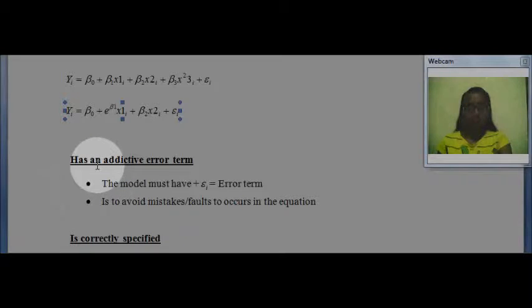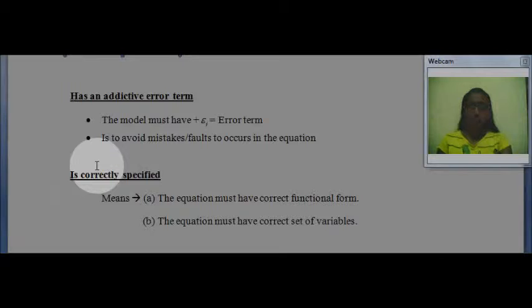The second element is that the equation must have an additive error term. This is to avoid the equation from being weak or incorrect. For example, if you toss a coin and you want a head, but unfortunately you won't be getting a head in the first toss. So to avoid the repetition, you may add the error term to get the correct estimation.